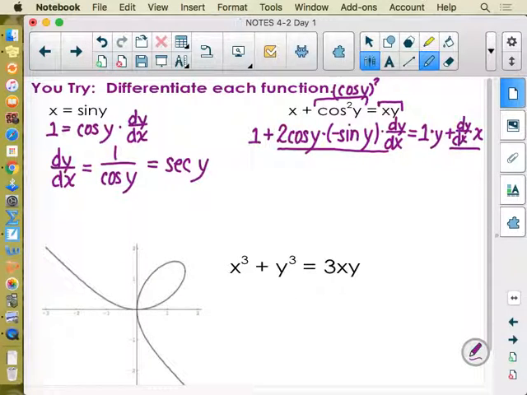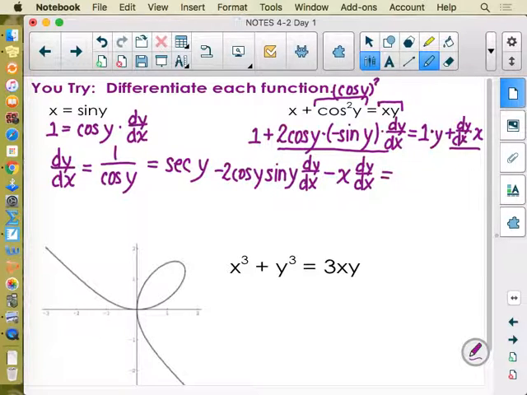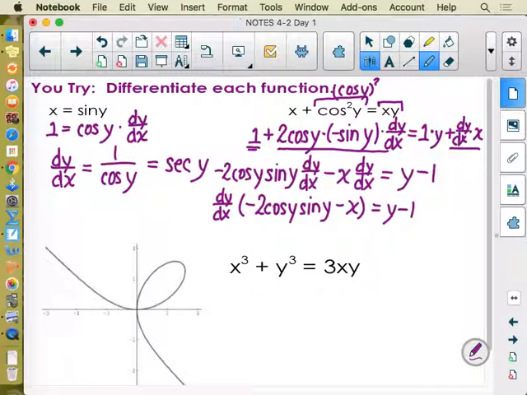I'm going to bring that one over so I can gather them on the same side and factor that dy dx out. So I'm going to keep the -2 cosine y sine y on this side with its dy dx. I'm going to bring over that x dy dx term. I'm going to keep the y on this side and subtract the 1 from over here so that that's on the other side. Pulling out that dy dx by factoring. Again, -2 cosine y sine y minus x, still y minus 1.